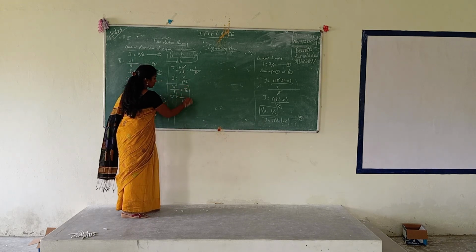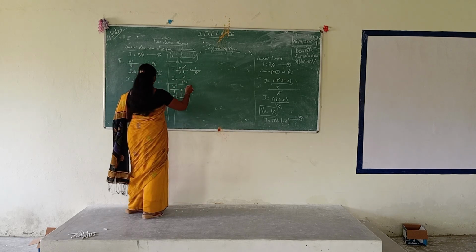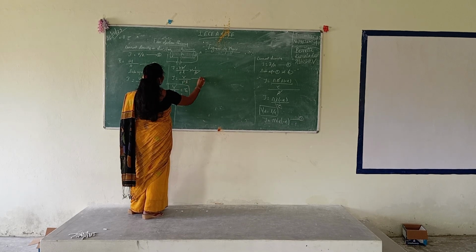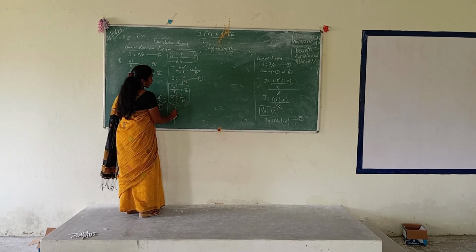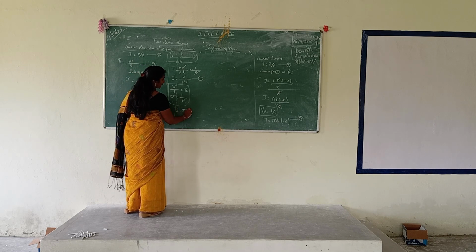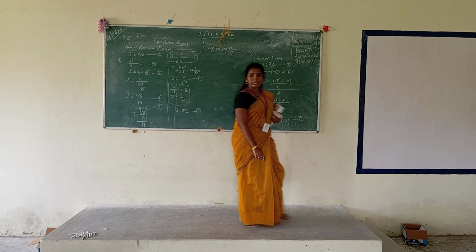Substitute these two equations in this equation. This one is the 11th equation. So substituting, what do you get here? J is equal to sigma into E. This one is the 12th equation. Understood this step? Any doubt?